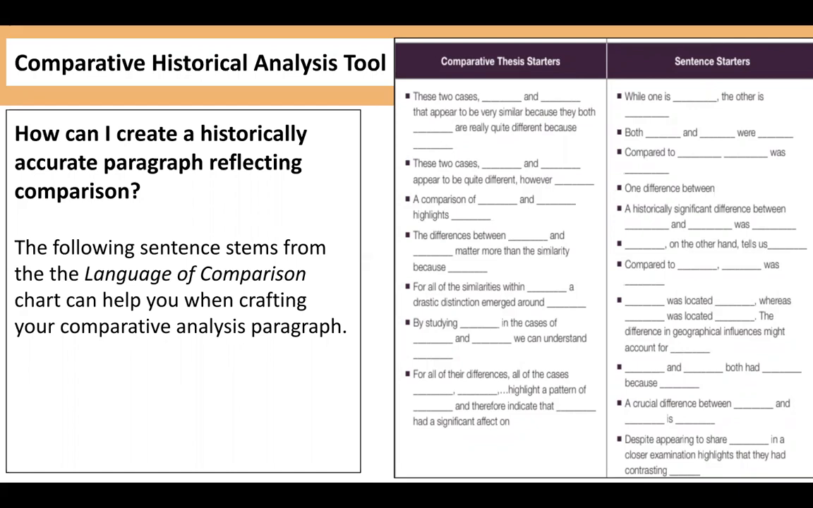We talk about both. We say while one is something, the other is something as well. We talk about one difference between. So it's important to know that we use those keywords of both and, similar, compared to, difference. It's important to use those words to signal to the reader that you are doing a comparison. So why don't we look at my sample and see how it fits?